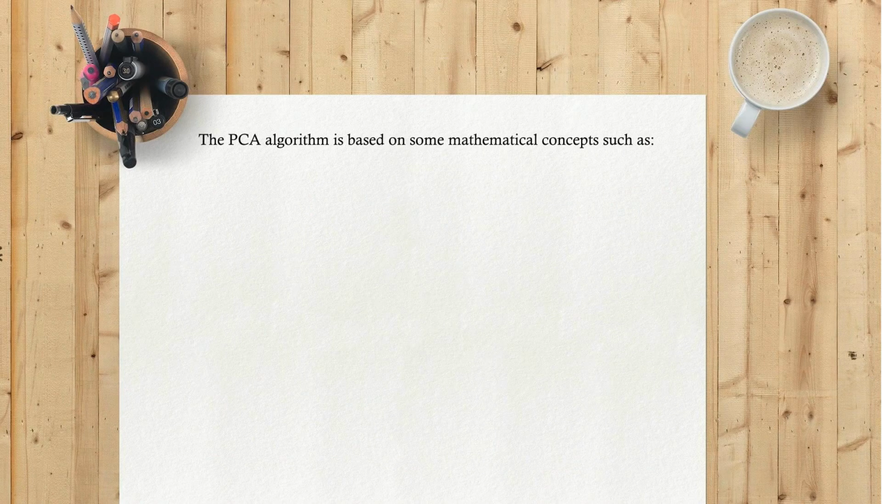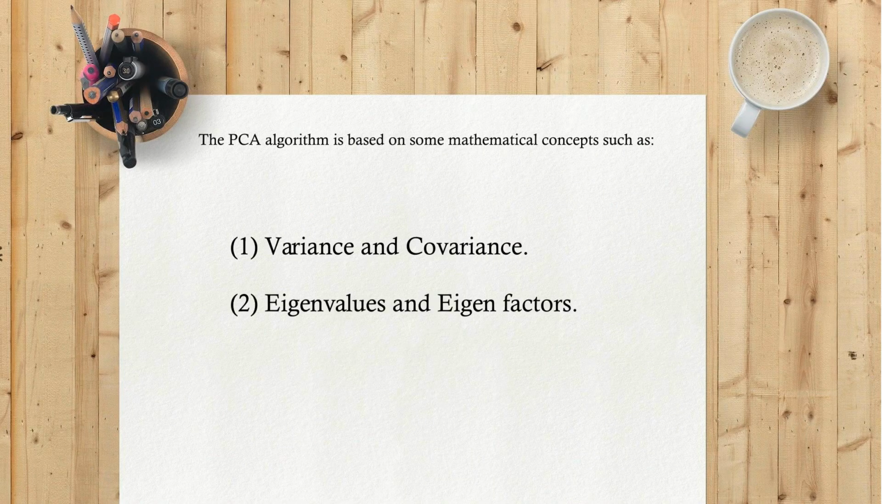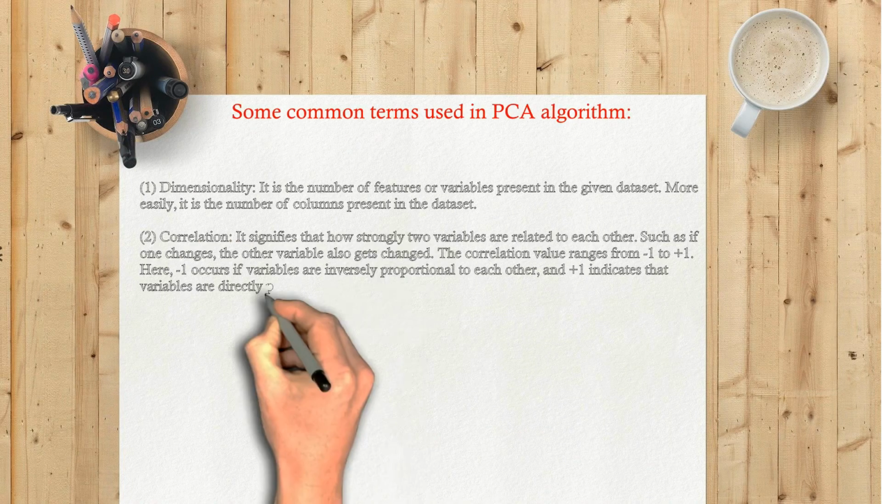The PCA algorithm is based on some mathematical concepts such as: 1. Variance and covariance. 2. Eigenvalues and eigenvectors. Some common terms used in the PCA algorithm.